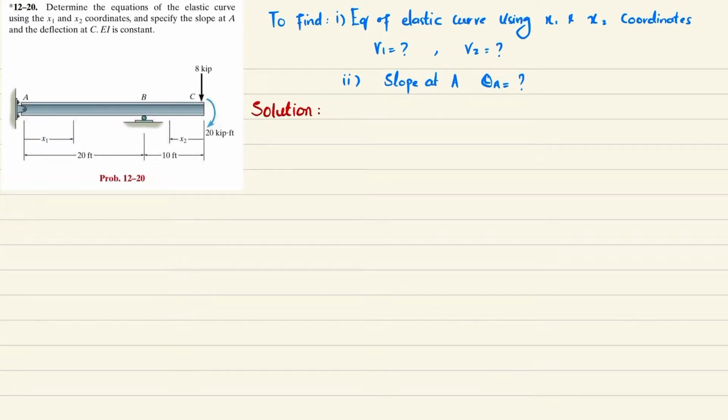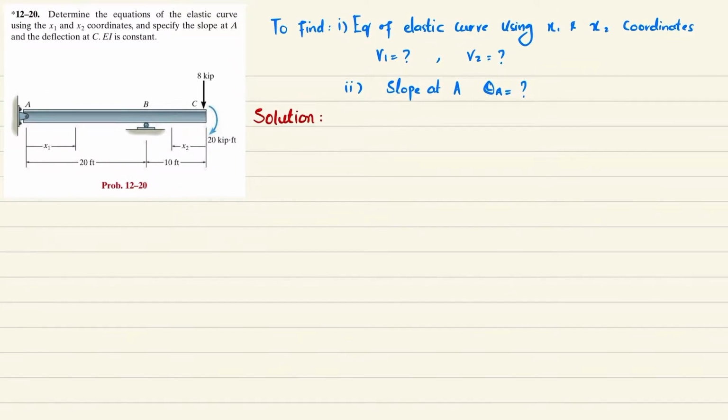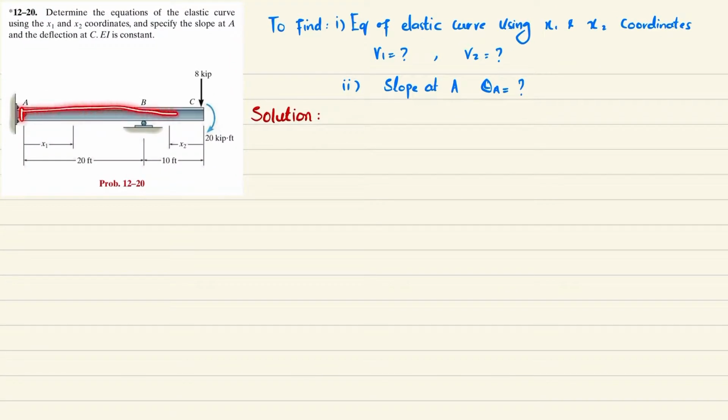Welcome back. Problem 12-20. The statement is: determine the equation of the elastic curve using x1 and x2 coordinates and specify the slope at A and deflection at C. EI is constant. You can see that this is the beam, where there is a point loading at point C and a moment of 20 kips-ft. There is a support at B and A.